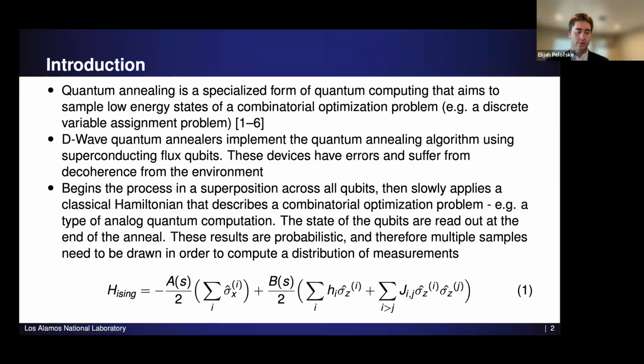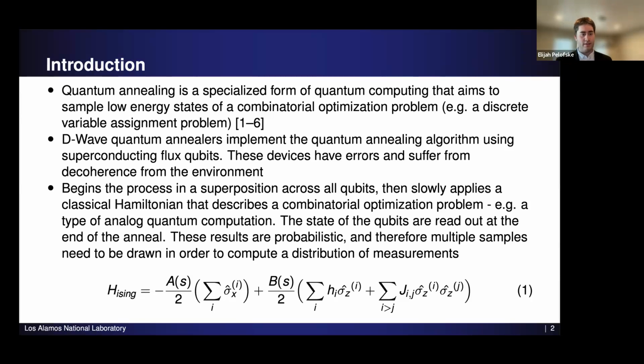The coefficients for those terms are encoded on the qubits of your hardware, and then the couplers are encoded with the quadratic terms of your Ising model or your QUBO model that you want to sample. And then the initial summation there, with the A of S term, defines your transverse field Hamiltonian. That is what the quantum annealer's initial state is. That's what the process begins in. It begins in this superposition across all qubits. And then you slowly apply this classical Hamiltonian that describes your optimization problem.